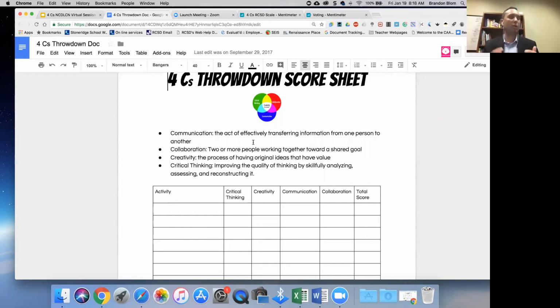And when I do this with teachers, because they work in groups when they score, I tell them, if you're in your group and you think it's a 7 and I think it's an 8, that's not a big deal. Because we're just trying to get an idea of what we think of this activity.